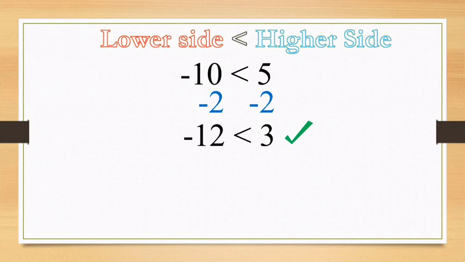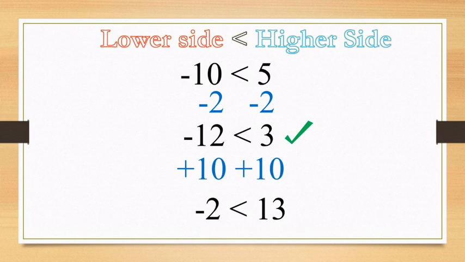Now, that is true. -12 is less than 3, so subtracting didn't change the truth of the inequality. If I add 10 to both sides, I get -2 < 13. That's true, too. So adding and subtracting did not affect which side was greater and which side was lower, which is one of the reasons that we can solve it like an equation.